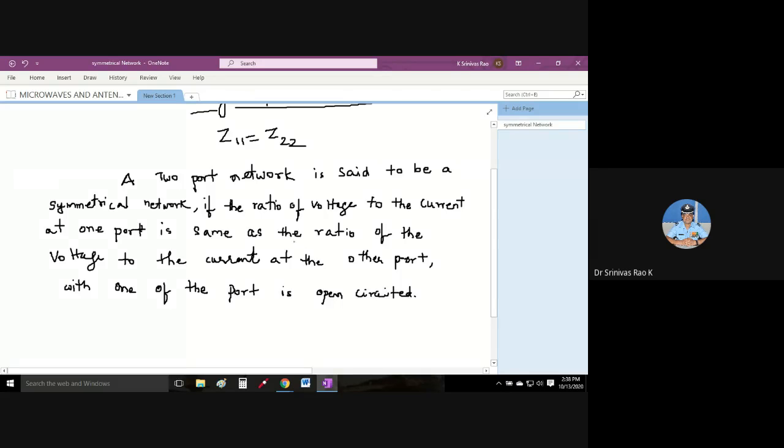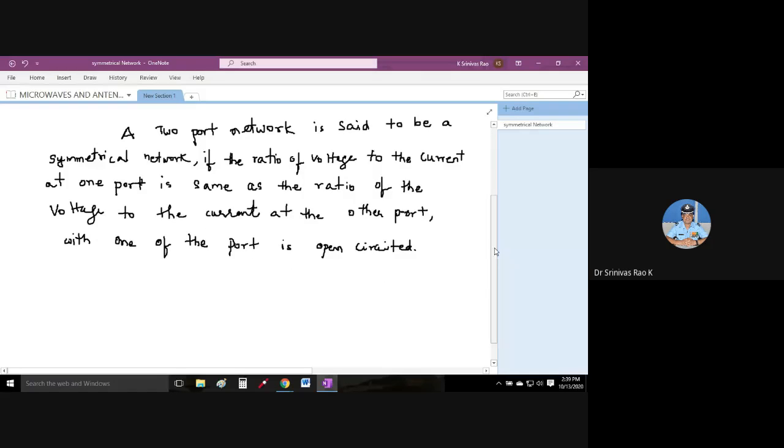Is it clear? A two-port network is said to be a symmetrical network if the ratio of the voltage to current at one port is same as the ratio of the voltage to the current at the other port. That means at one port we have voltage and current, at the other port also we have voltage and current. So their ratio should be same.